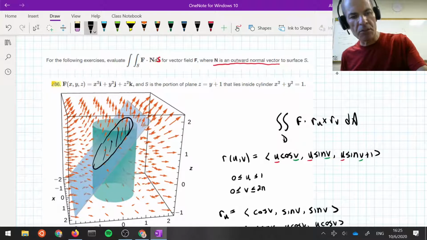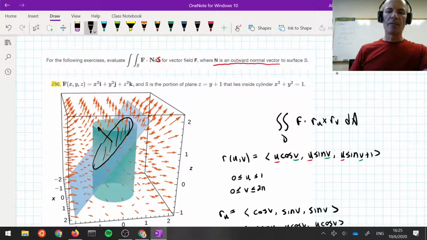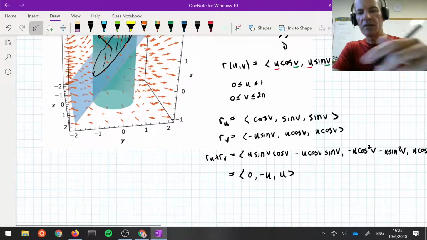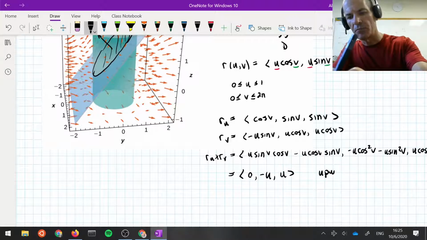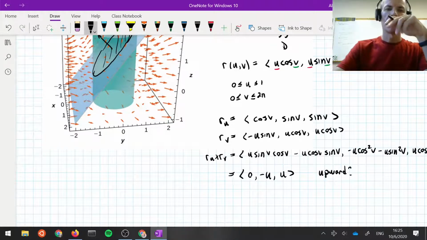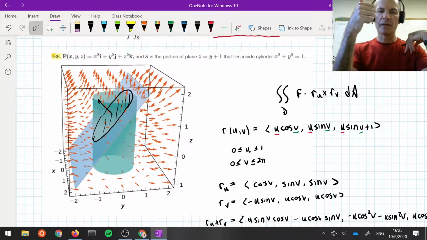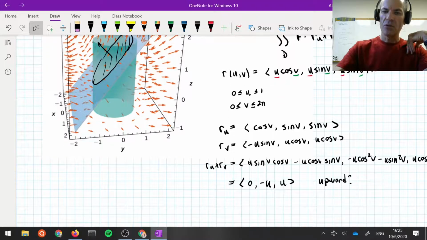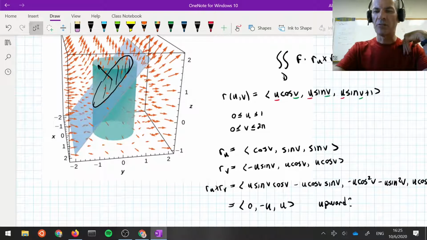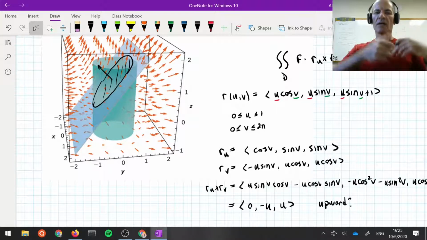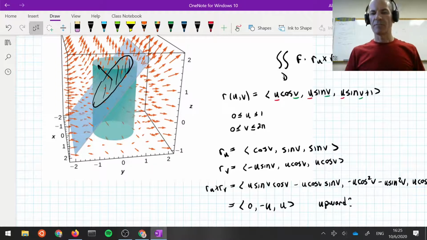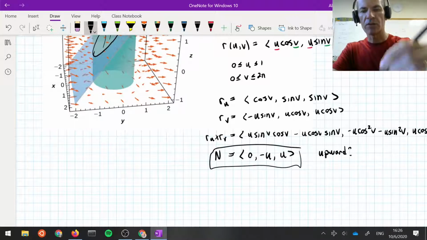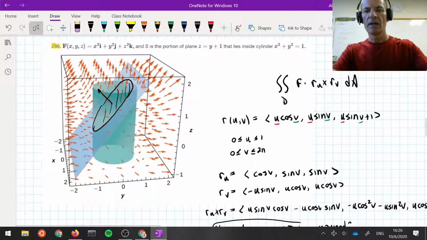Instead, I'm going to change the problem so that we're working with the upward pointing normal. How do you know whether this is the upward normal? A vector is upward if its z component is positive. The z component here is u, and the parameter range for the surface is 0 to 1. So this is unambiguously upward pointing all the time. This happens to be already the right normal vector. We'll call it n, and we'll carry on.